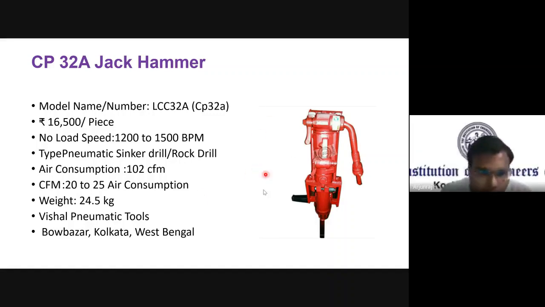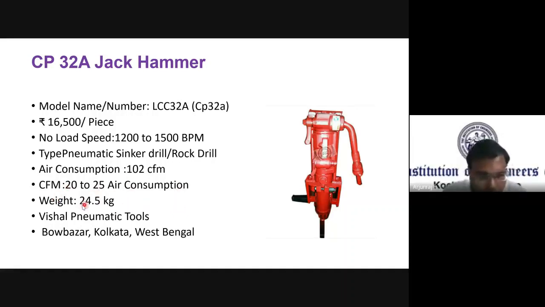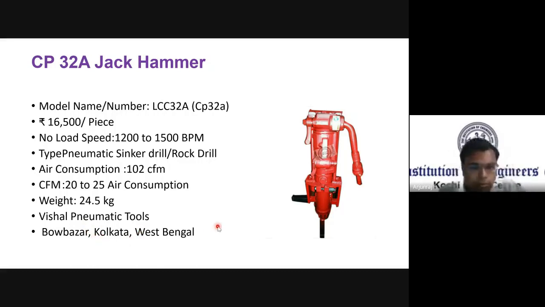The cost of this jackhammer is going to be 16,500 per piece, and again, it's also based on the load speed it is going to have. The air consumption of this is going to be 102 cubic feet per minute, and 20 to 25 air consumption over the weight. It is going to be 24.5 kg. This is again manufactured by a company called Visual Pneumatic Tools, located in Kolkata, in West Bengal.